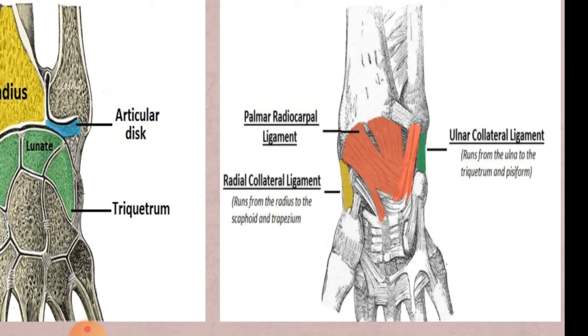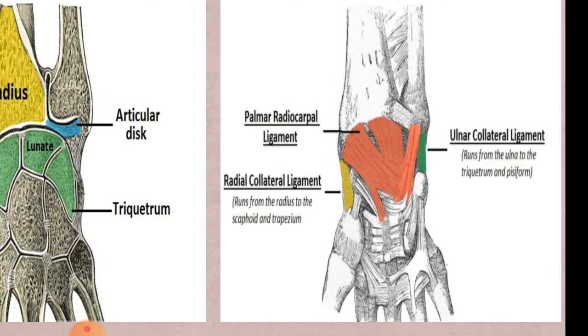Next we have the ligaments that are providing the strength to the wrist joint, and these ligaments can be on the palmar aspect, and they will be on the dorsal aspect as well. So you have the ulnar collateral ligaments, the palmar radiocarpal ligament, and the radial collateral ligament. So you have the collateral ligaments and the palmar radiocarpal ligaments.